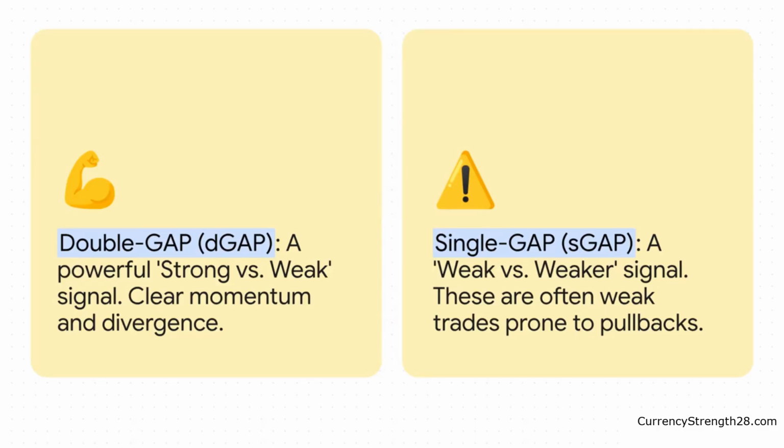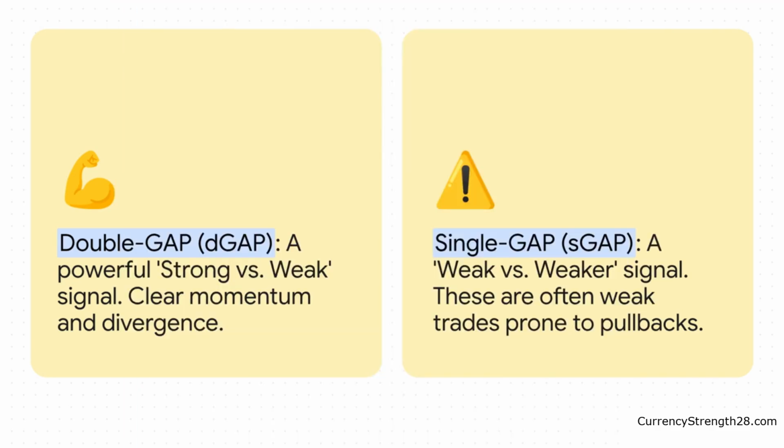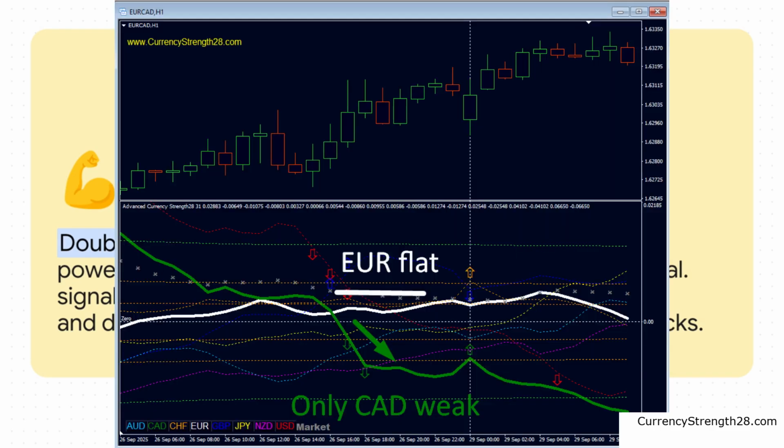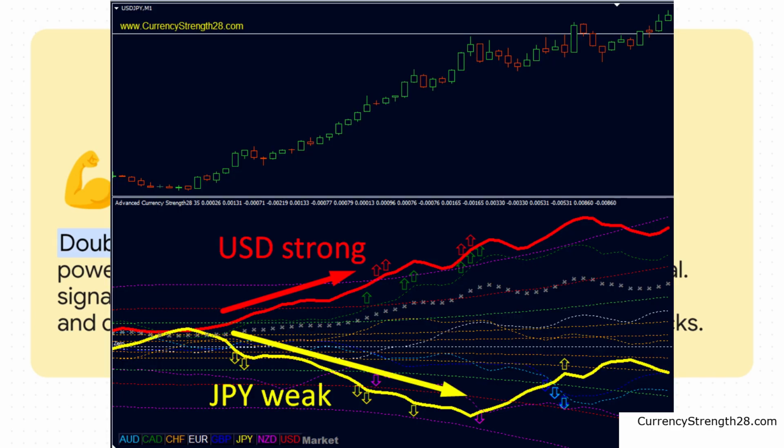Now, this is a really, really critical distinction to make. The D-gap is so powerful because it identifies a true strong versus weak setup. This is way more reliable than what's called a single gap, which is often just a weak versus even weaker scenario. You know those trades? They lack real conviction, they're prone to reversing on you. The D-gap filters for genuine, powerful momentum.